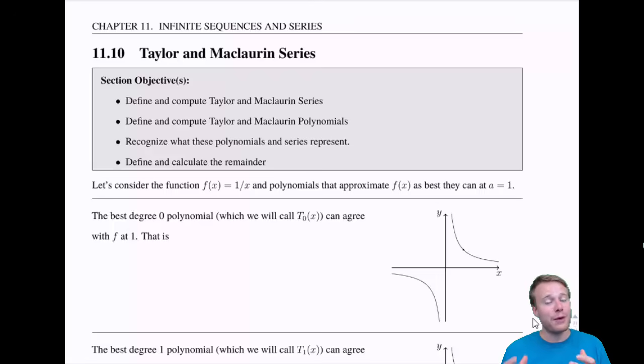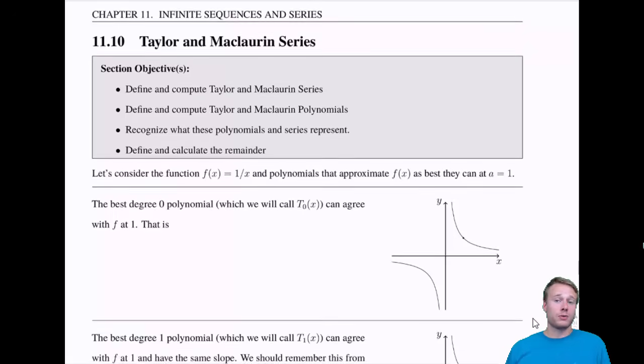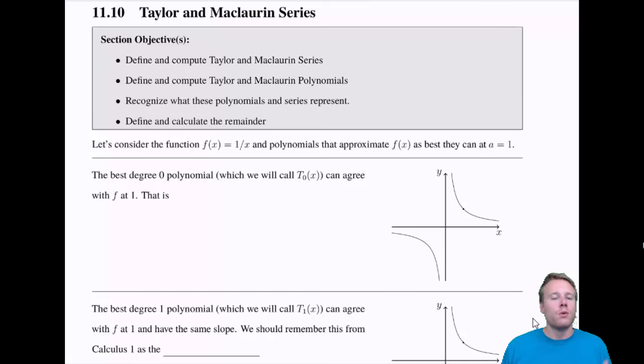But there are a lot of functions that we left out, things like e to the x. For instance, how do we represent this as a power series? Well, Taylor and Maclaurin series takes a good stab at solving this problem, representing a lot of other functions as power series. So in 11.10, we're going to define and compute Taylor and Maclaurin series. We're going to define and compute Taylor and Maclaurin polynomials, which turn out to be interesting in their own right. We'll recognize what these polynomials are actually telling us, and then finally we'll define and calculate some remainders.